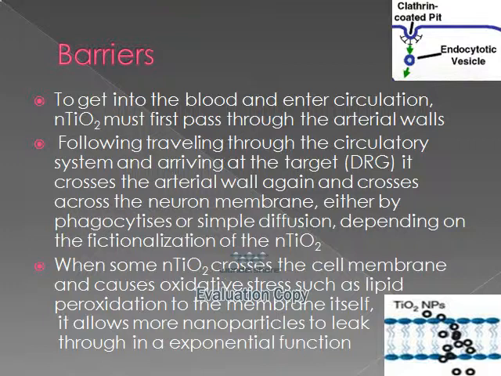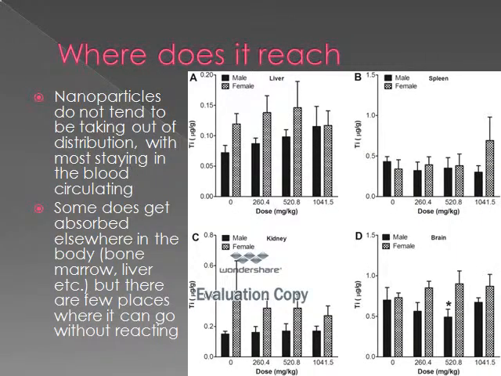Once some titanium dioxide has crossed into the membrane, it can cause oxidative stress, such as lipid peroxidation, which affects the membrane, allowing more nanoparticles to leak through. Nanoparticles do not tend to be taken out of distribution, but rather just stay in the blood circulating throughout the system. However, some does get absorbed in the body, such as bone marrow and the liver. There's very few places where it can go without reacting.